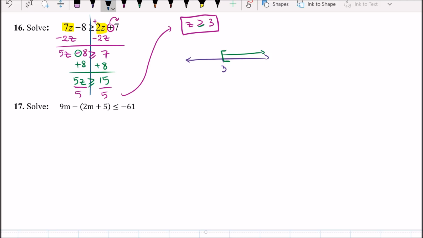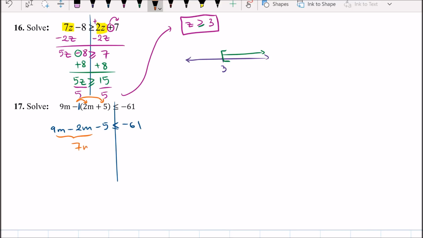Number 17. Okay, so there's a negative sign in front of the parenthesis. That means there's an invisible number. We're going to put 1. We distribute negative 1 into the parenthesis. That will give us 9m minus 2m minus 5 less than or equal to negative 61. Then we combine like terms: 7m minus 5 less than or equal to negative 61.